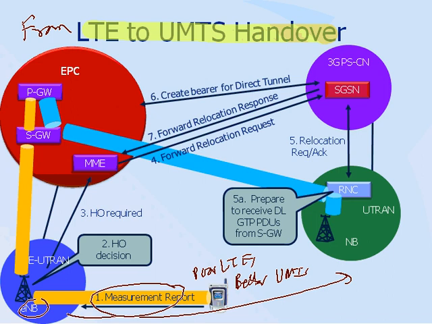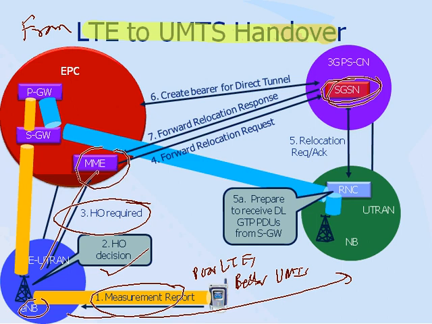It goes to the eNodeB. The eNodeB makes a handover decision, and then it will tell the MME that we need to do the handover. MME says, no problem, let me communicate with the target system. So it will exchange signaling messages with the SGSN, so we need to have this relocation taken care of. SGSN will ask the RNC, do you have enough resources to support that handover? Then the RNC reserves the resources and says, yes, we have adequate resources to support handover.